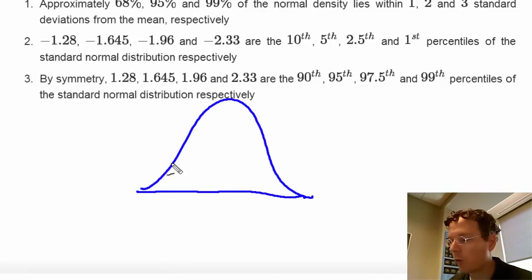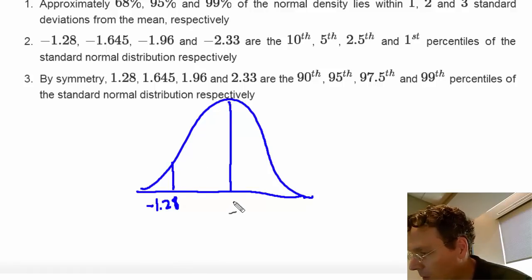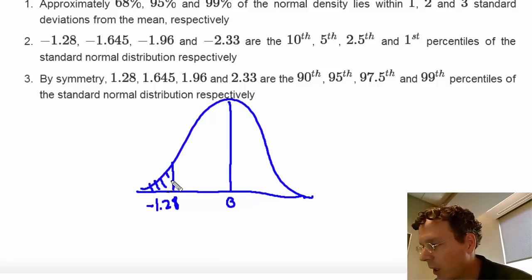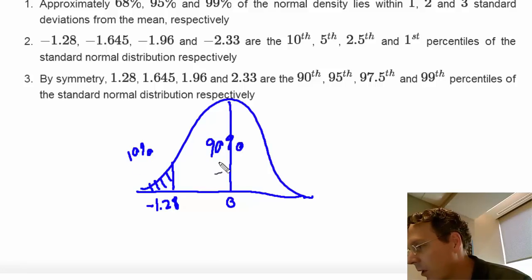I'm drawing a normal distribution right here, and let me put the point minus 1.28. The mean is, of course, 0 for the standard normal distribution. That point is such that 10% of the density lies below it, and then 90% lies above it. This is, of course, not drawn to a very good scale.